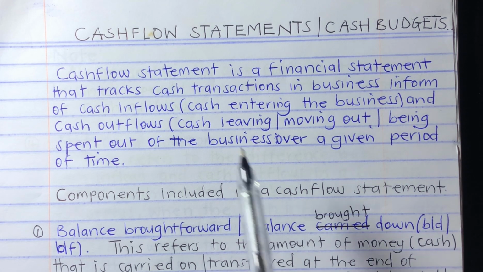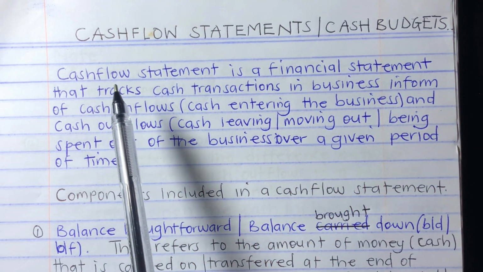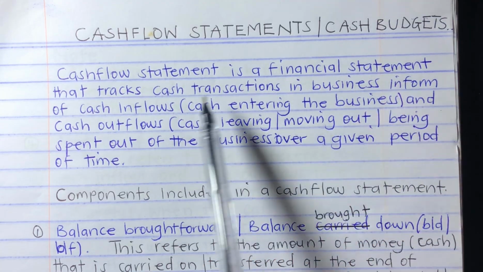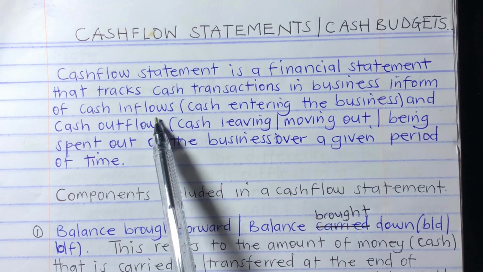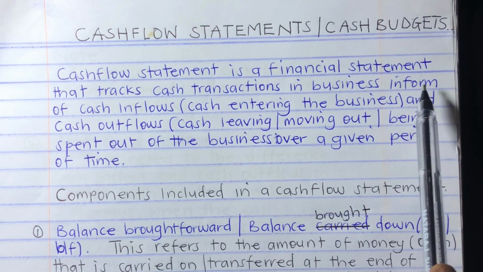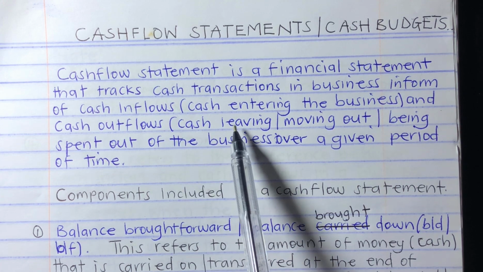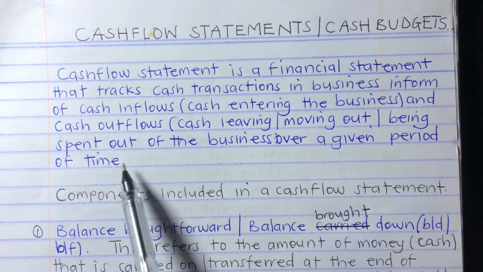We have cash flow statements or cash budgets. Under the cash flow statements, it is defined as a financial statement that tracks cash transactions in a business in form of cash inflows. Cash inflows mean cash entering the business, and cash outflows mean cash leaving or moving out of the business in a given period of time.